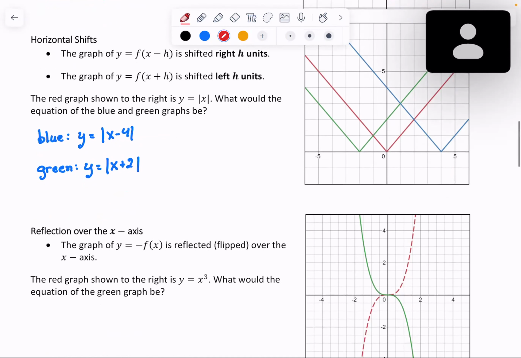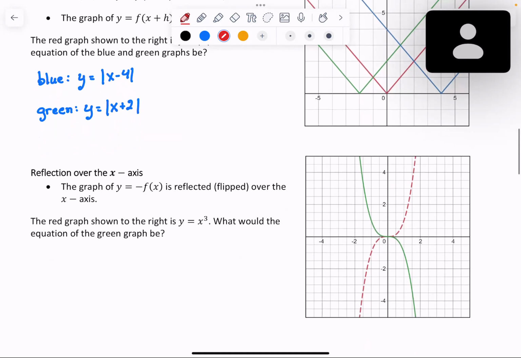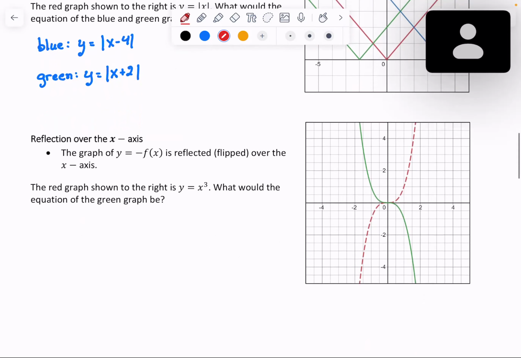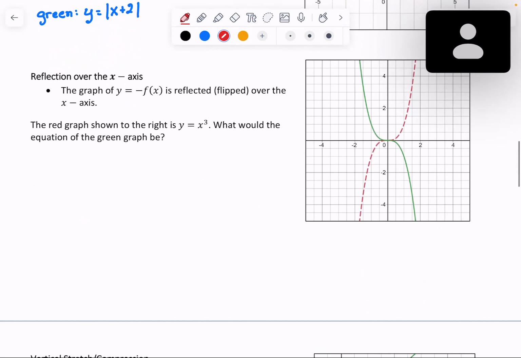Okay, so now let's look at reflection over the x-axis. So the graph of y equals negative f of x is reflected over the x-axis. So if you look at this example here, the standard graph in red is the graph of y equals x cubed. So what is the equation of the green graph? All it does is it throws a negative in front of it. So in this case, the green graph is just y equals negative x cubed. It just flipped it over the x-axis.